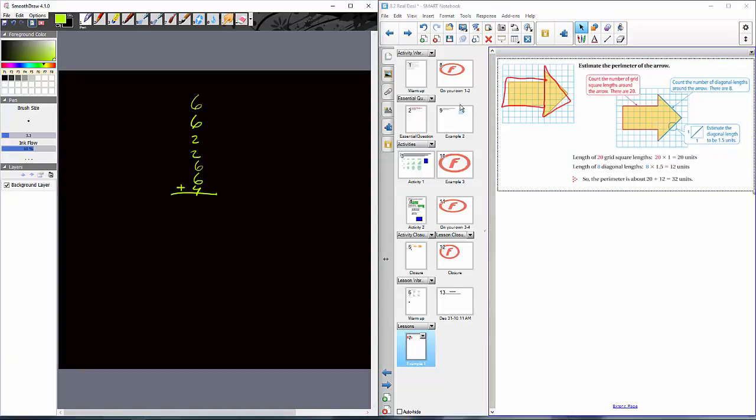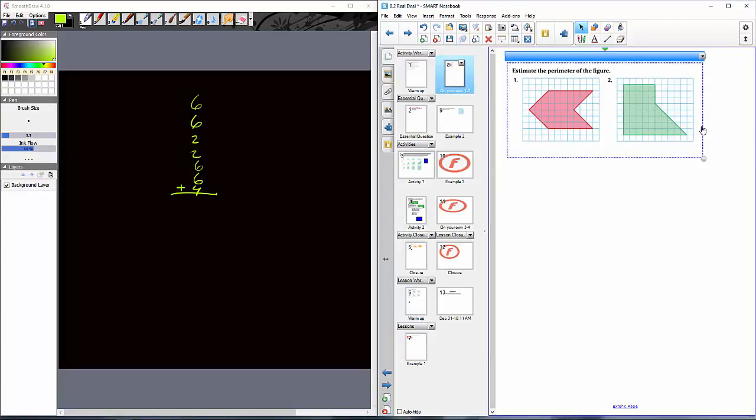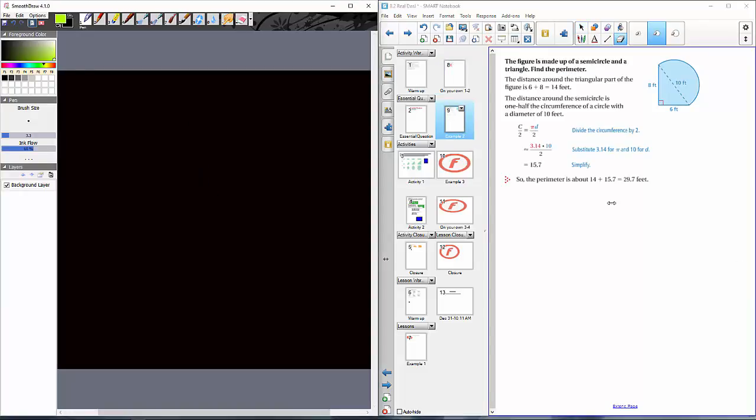So really the strategy here is just to break it up into smaller shapes and figure out the perimeter, or in some cases we'll say the area. So estimate the perimeter, do the same thing we did before, try figuring out for this one. And here's the answers for those.